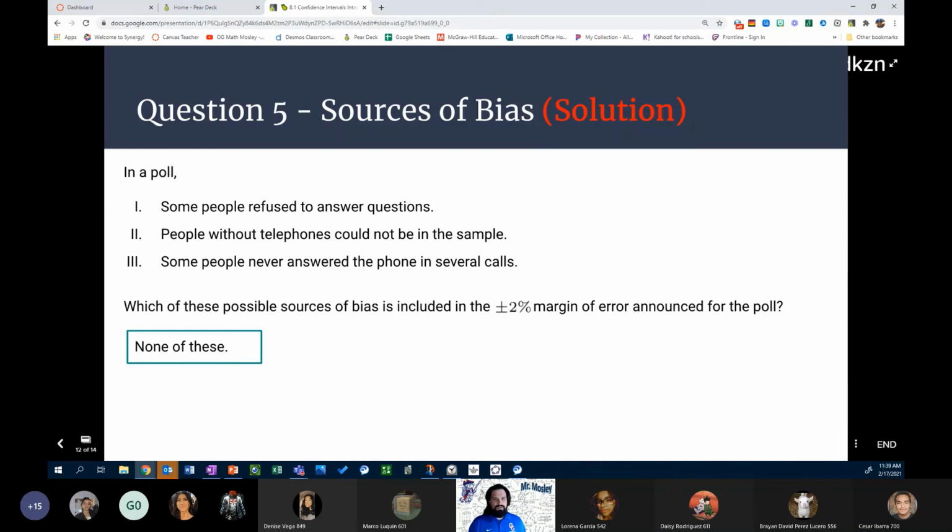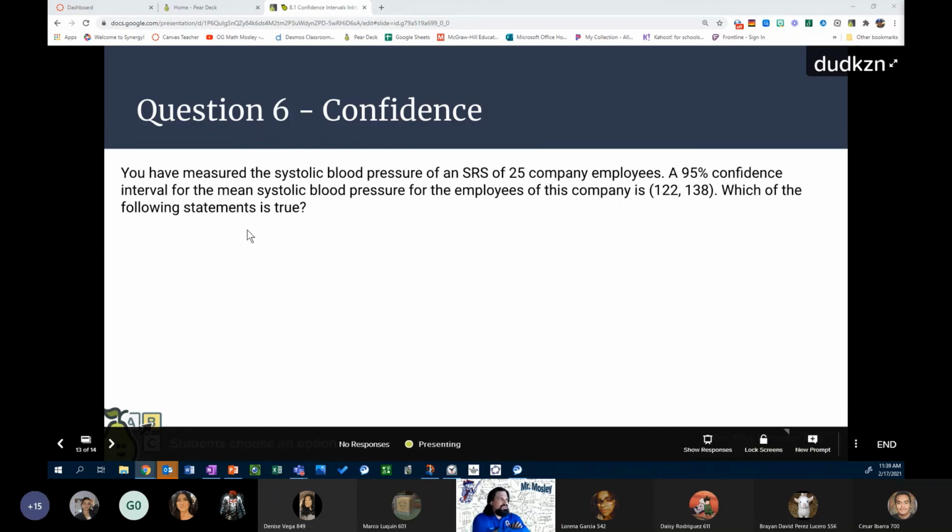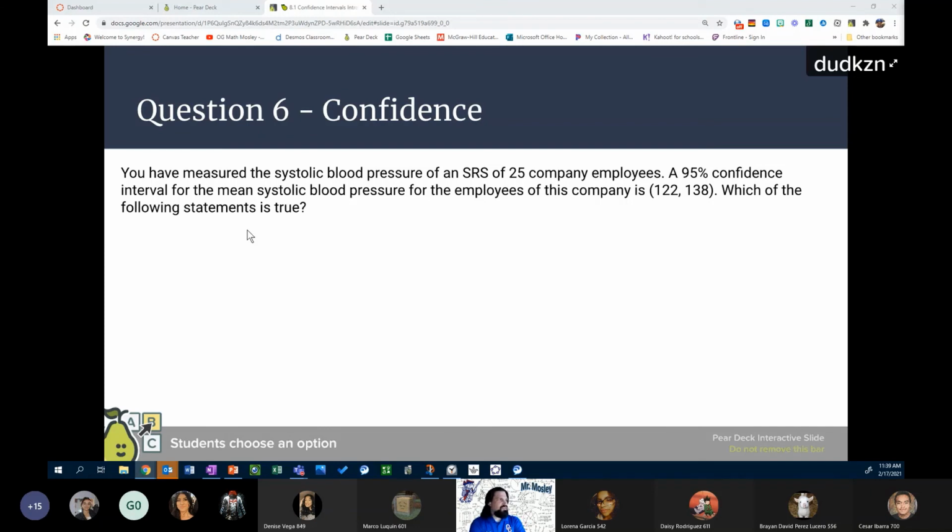All right. We got one more question. This one having to do with confidence. You have measured the systolic blood pressure of an SRS of 25 company employees. A 95% confidence interval for the mean systolic blood pressure for the employees of this company is 122 to 138. Which of these following statements is true? You have 5 statements to choose from. Please read them carefully, right, and look for the proper verbiage, and select the statement you think is true. Only one of them is.